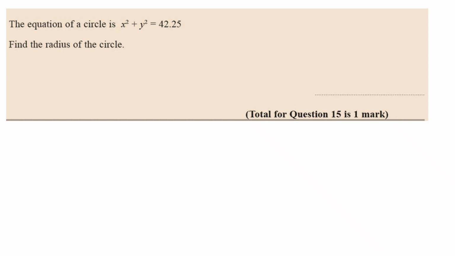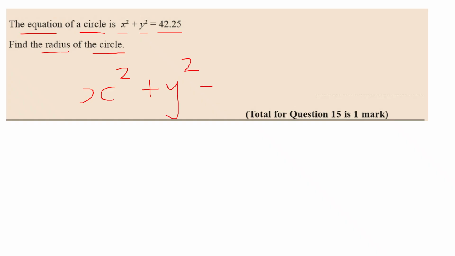In this 1 mark question, we are given the equation of a circle: x squared plus y squared is equal to 42.25. We are asked to find the radius of this circle. Equations of circles in GCSE maths are in the form x squared plus y squared is equal to r squared, where r is your radius.